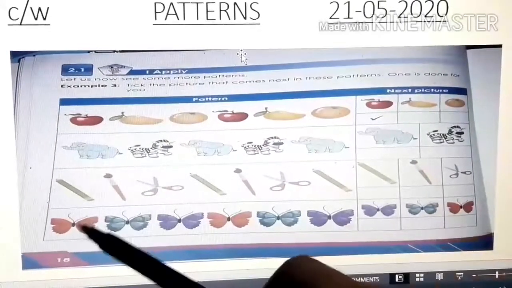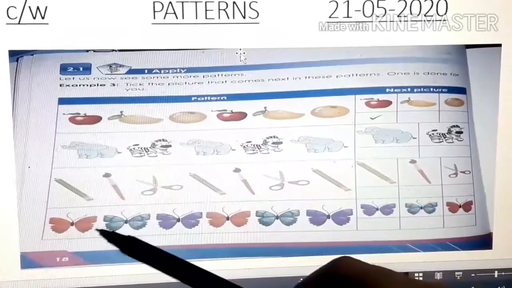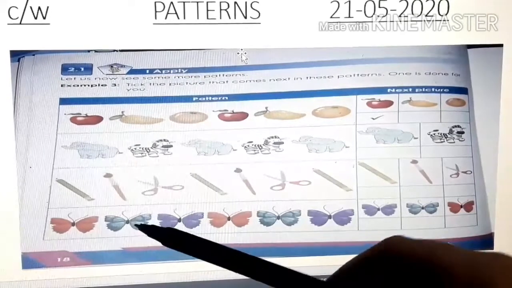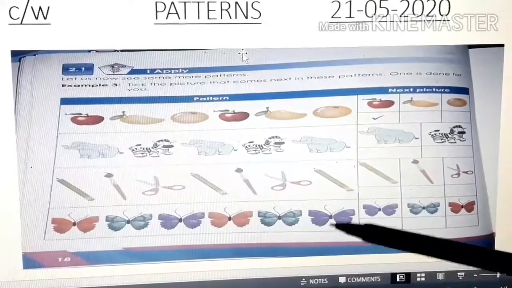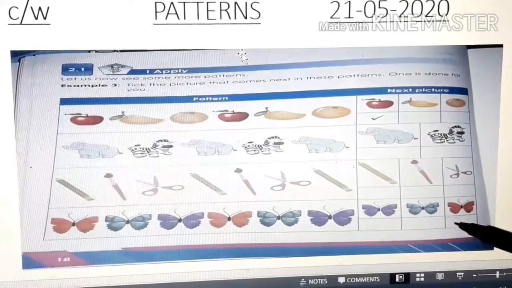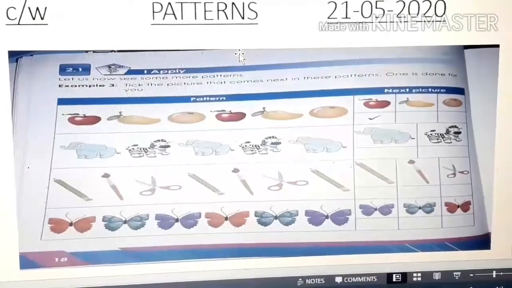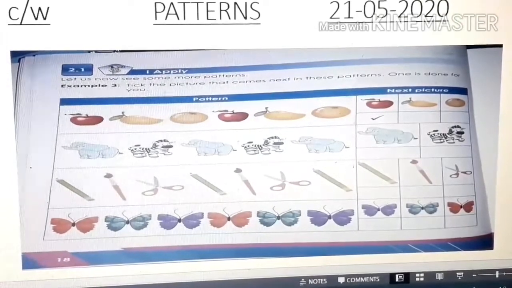Okay. The last one you see, children, all are butterflies, right? But there is a difference in colors. So first is brown, then grey, then purple, right? So after purple, which color butterfly will come? Brown. So you mark a tick below brown. Is it done, children? Let's move to the next page, number 19.